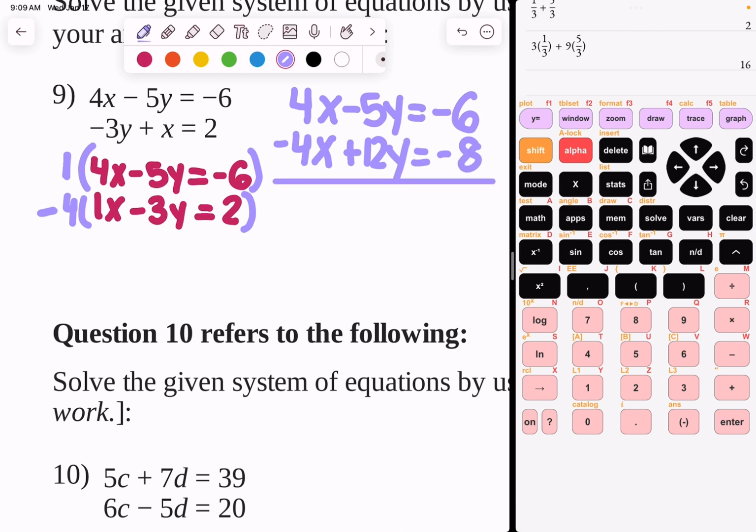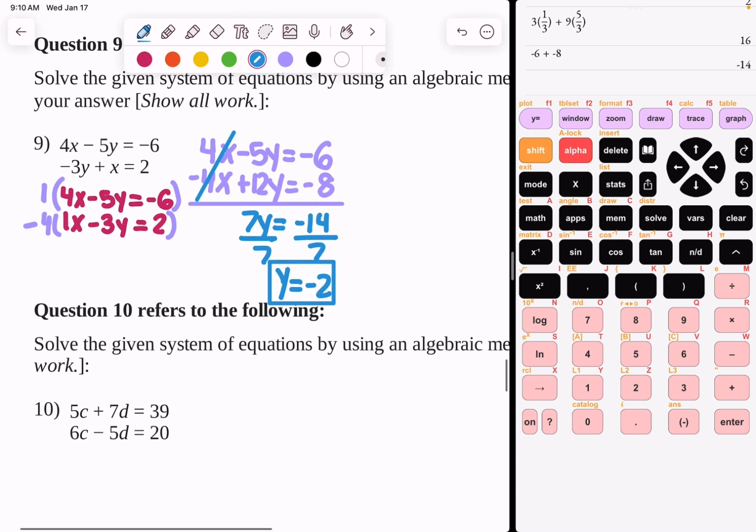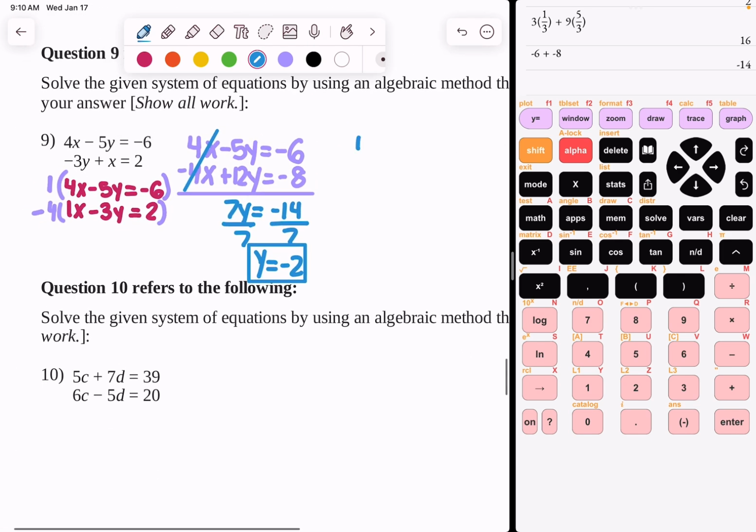Now let's add these together. Negative 4x plus negative 4x is 0. Negative 5 plus 12y is 7y. And negative 6 plus negative 8 is negative 14. Let's divide both sides by 7, and we get y equals negative 2. All right, now to find x, we could use either of the equations. I'll just use the first one.